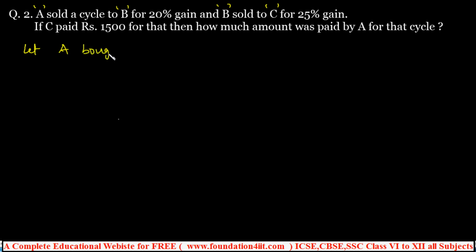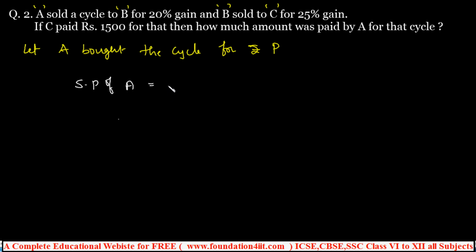So first of all, how much A bought the cycle for, that you have to find out. Let A bought the cycle for rupees, take some variable, I'm taking P. Now for 20% gain, selling price of the cycle for A, because A sold to B, so selling price of A.